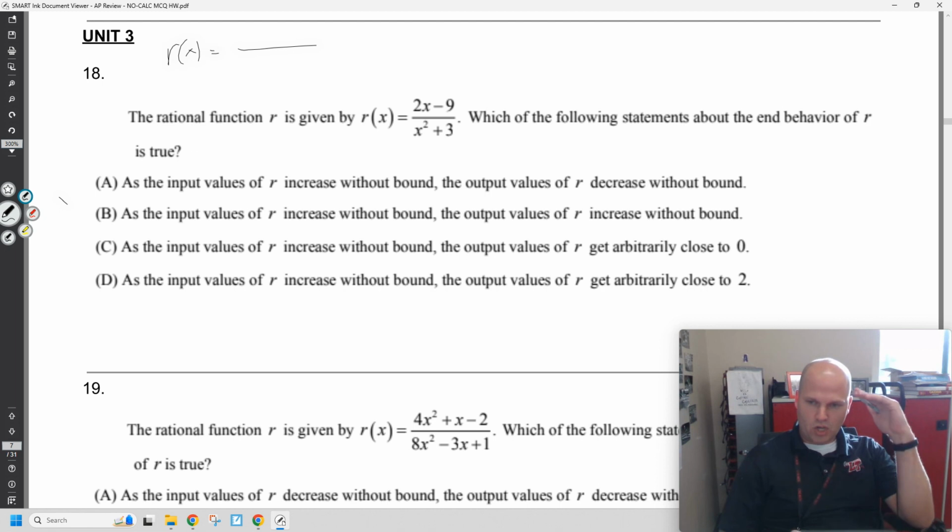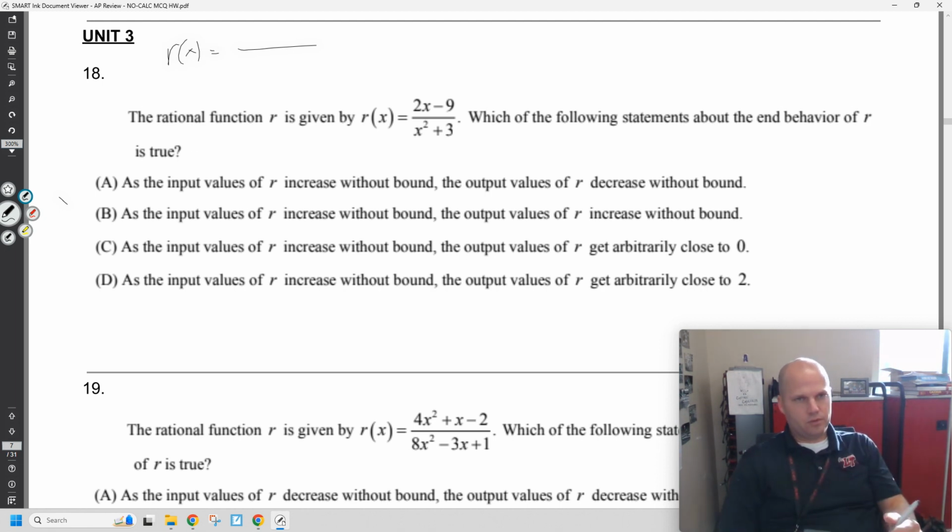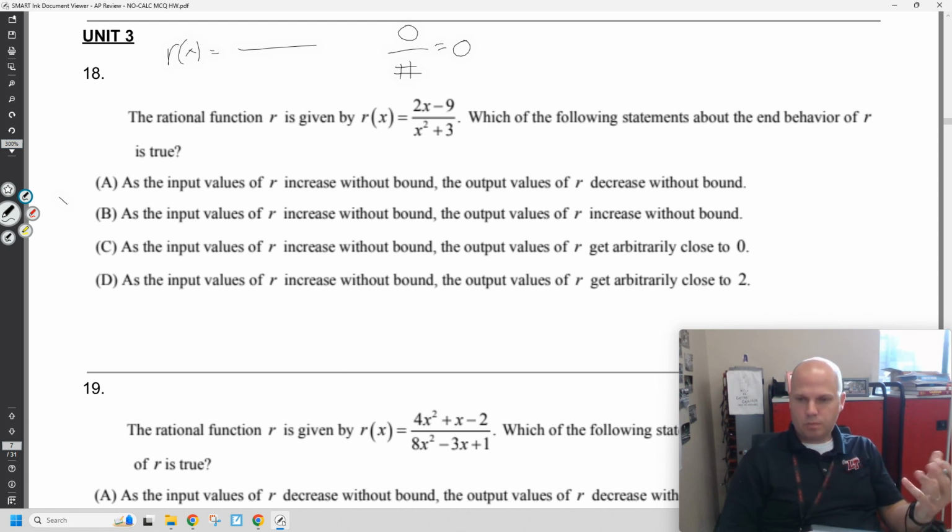Well, zeros of the polynomials in the top and in the bottom are very important, because we're going to have many situations with how we could have zeros in this fraction form. One option is you have a 0 divided by something that's not 0. Well, 0 divided by anything is 0. So if you ever have a 0 on the top and there's not a 0 on the bottom, this would be a location of an x-intercept.